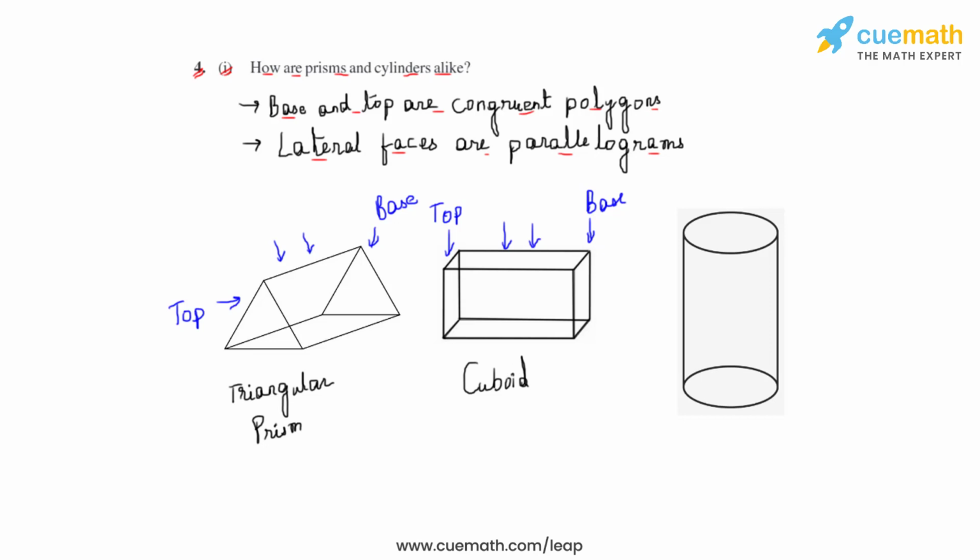As we see this cylinder, if we state that this is the top of the cylinder and this is the base of the cylinder, we again observe the same property that we have in case of a prism, that the top and the base represent congruent shapes. In this case it's a circle. Also if we observe the lateral part, we see that it represents a parallelogram if we view the cylinder from its side. So this is the similarity between a cylinder and a prism. Now let us move on to the next part of this question.